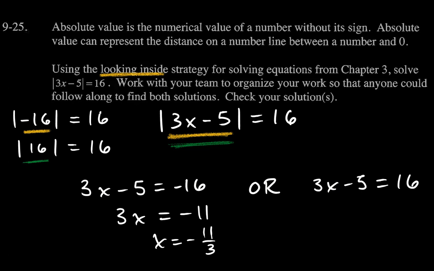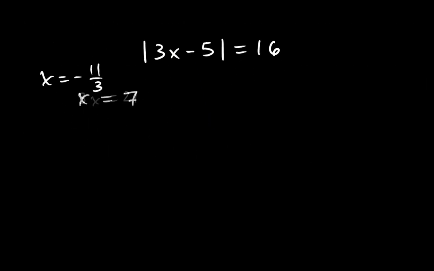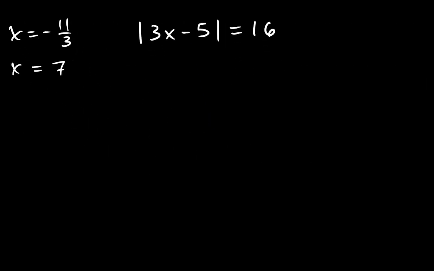On the other side, I'm going to still add 5. And when I add 5, I get that 3x is 21. And then dividing by 3, I get that x is going to be the number 7. So there you go. Our two results are x is either negative 11 thirds or x is equal to 7.